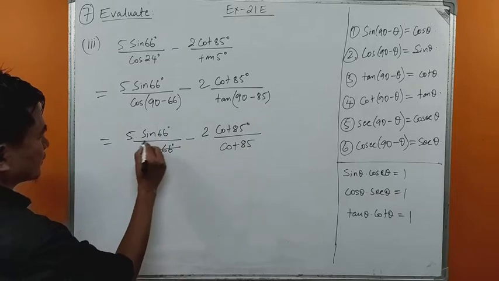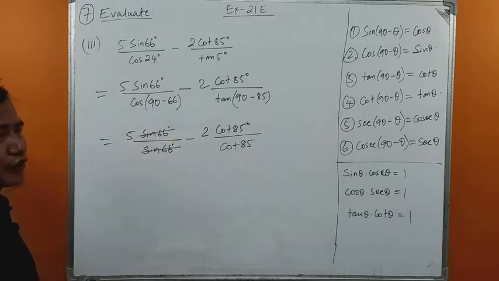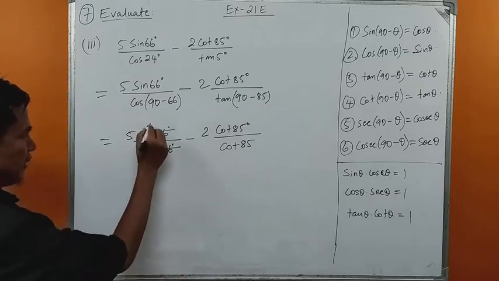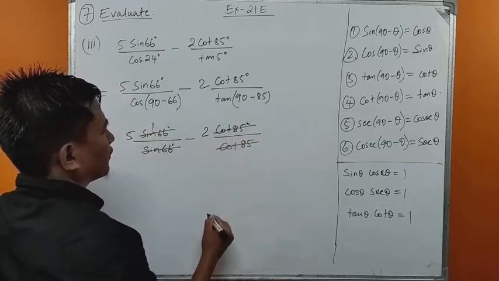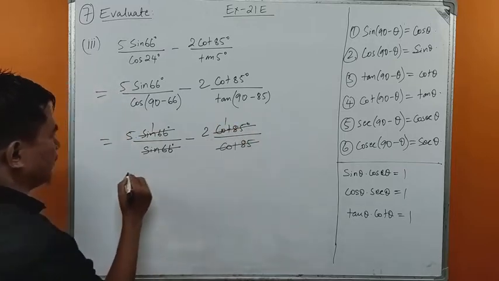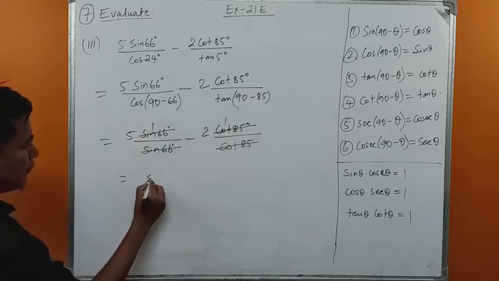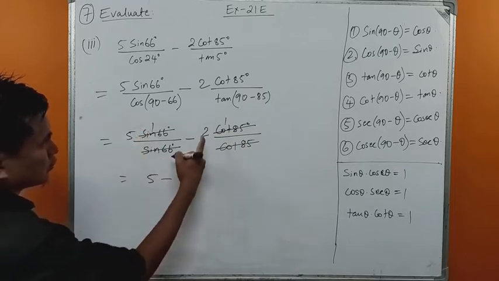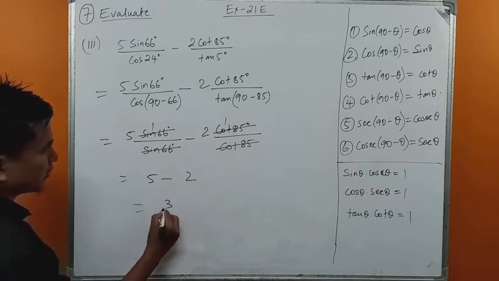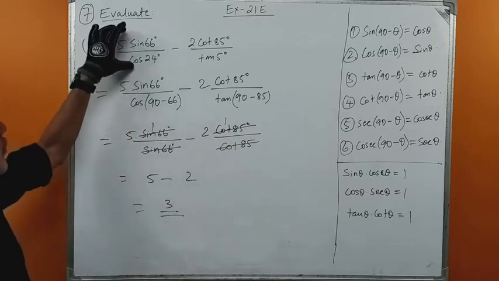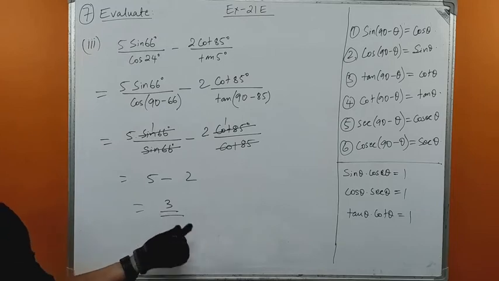So sine 66 and sine 66 can be cancelled from the numerator and the denominator, so we have 1 here. Similarly, this cot 85 and cot 85 can be cancelled, so we have 1 here. So 5 ones are 5 minus 2 ones are 2. So 5 minus 2 gives us 3. So the value of this expression is 3. Okay, I hope you got this.